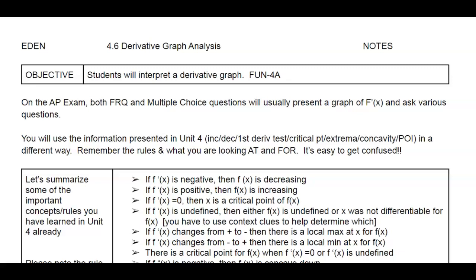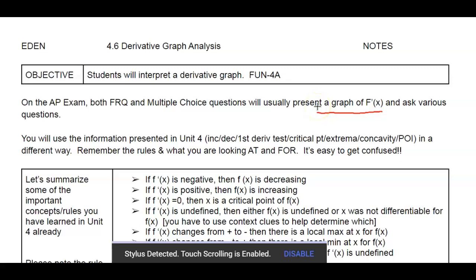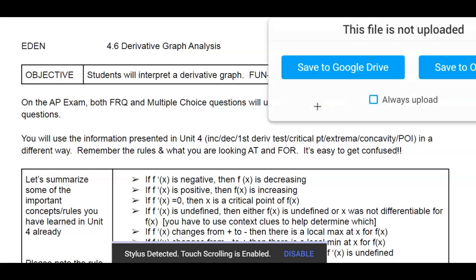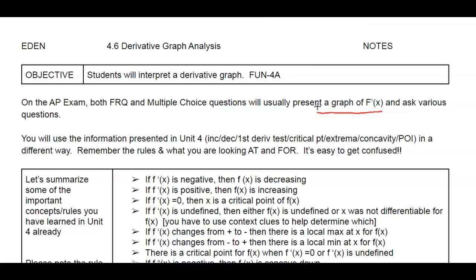Okay, so 4.6 is derivative graph analysis. And so you are going to interpret a derivative graph. On the AP exam, this can be a free response question and a multiple choice question. So typically they give you a graph of a derivative and then they ask questions about the derivative and the original function. So we're definitely going to want to practice this.